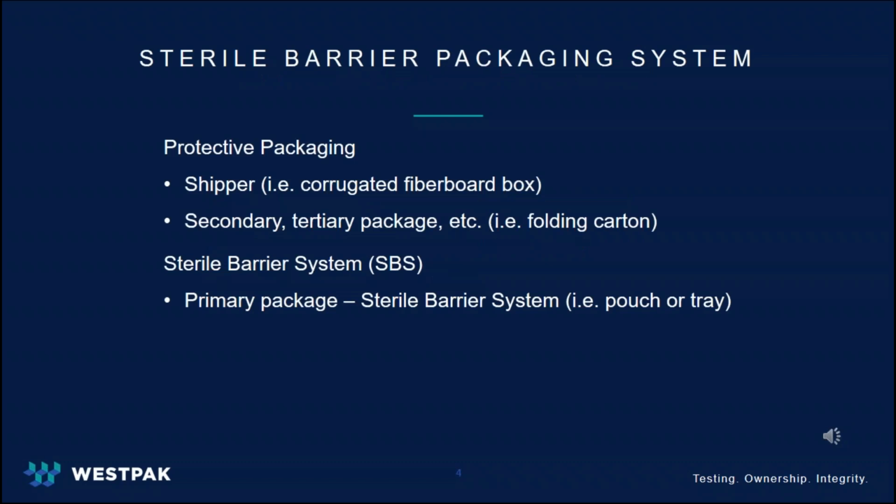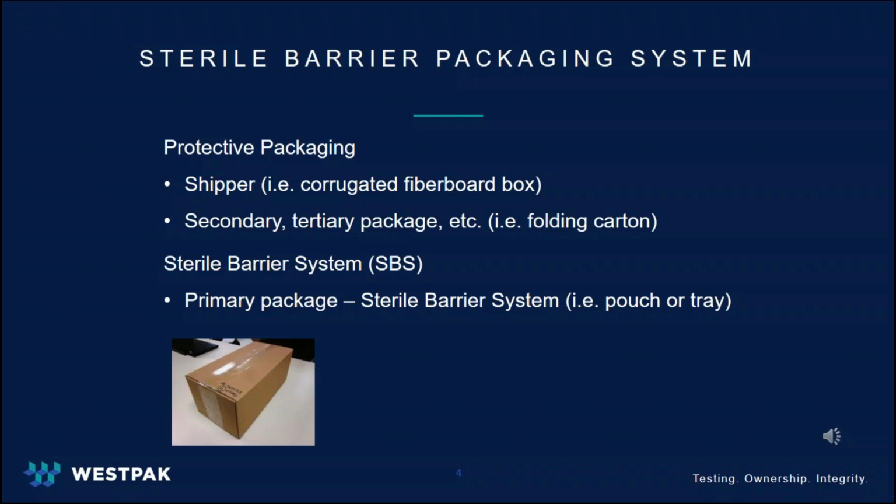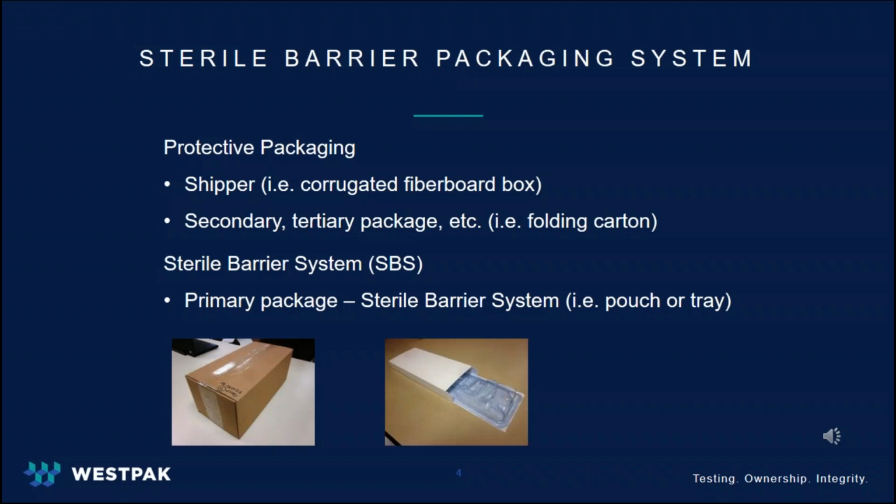First, let's talk about what a packaging system is. It's a combination of a sterile barrier system and protective packaging. The levels of the packaging system are the protective packaging. This is usually the package your product is shipped in, and it's usually made of corrugated fiberboard. The next level of packaging is contained within the shipper. It is either the secondary or tertiary package depending on the number of levels of packaging you have. This is usually a folding carton, a corrugated fiberboard box, or a bag.